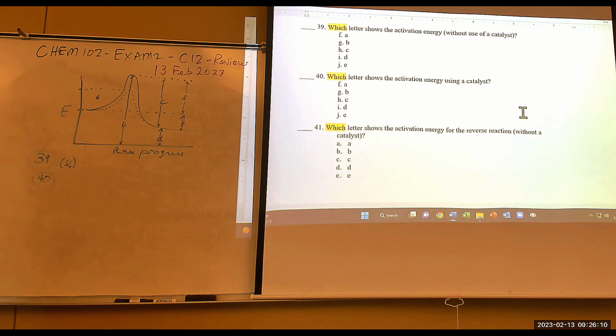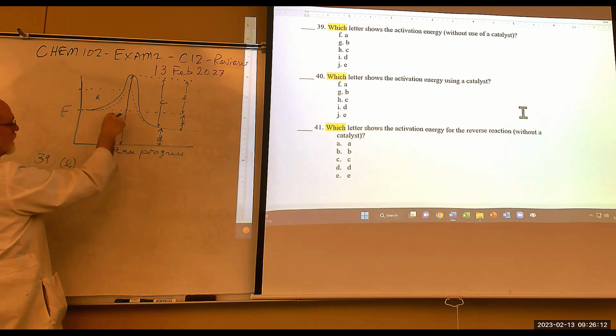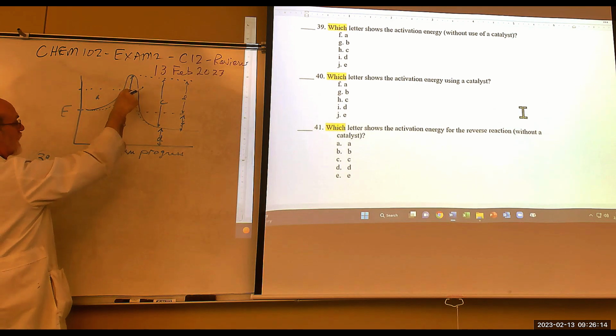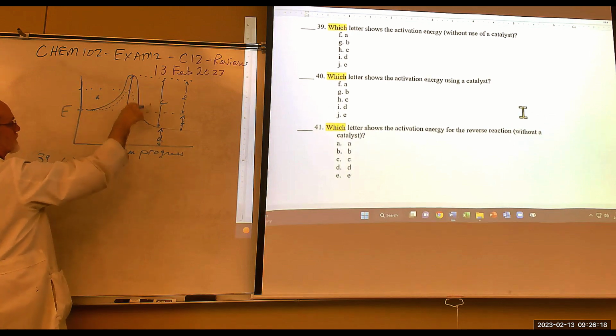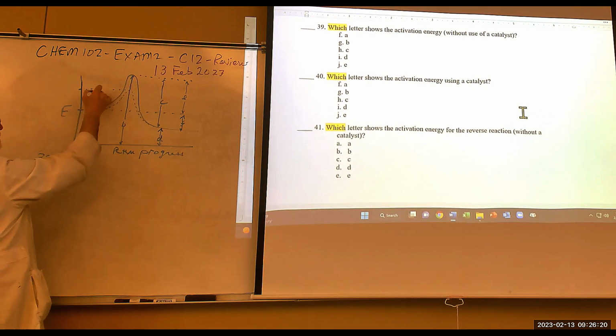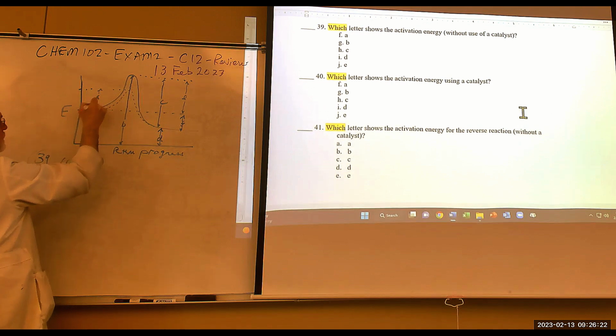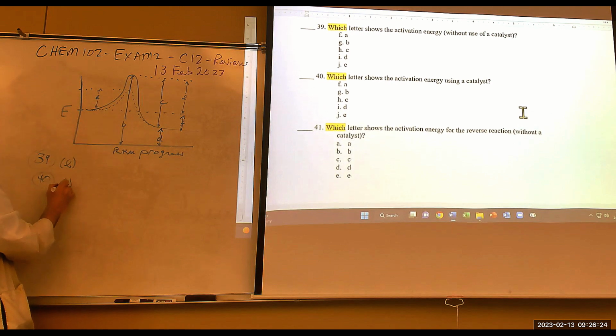Which letter shows the activation with a catalyst? Well, it starts at the same place, but it only has to go up to here. This is the lower energy trace. So that one's A. I forgot to write my arrows. Okay. A.